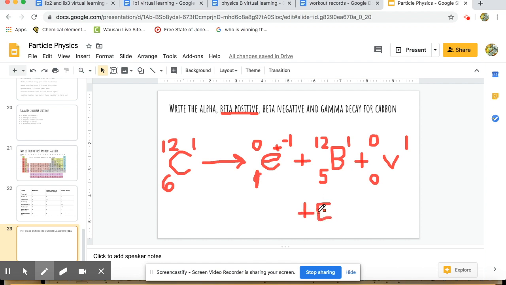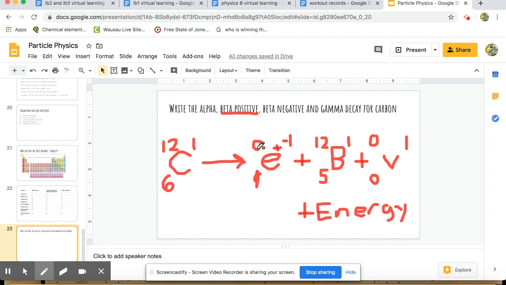You can always put plus energy on the right-hand side because energy is always going to be released in these reactions, which is why they happen in the first place. You might need to put energy in to start them, but you also get more energy at the end always. So energy is always a product. And momentum is always conserved on both sides as well, which is how we know that some of these particles exist. But this is a balanced reaction for beta positive.